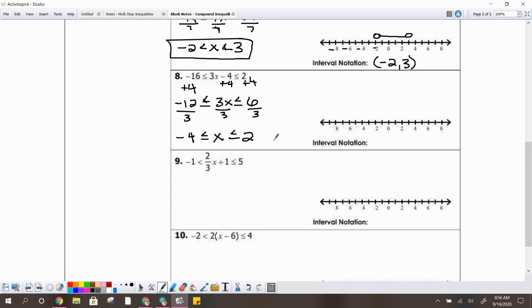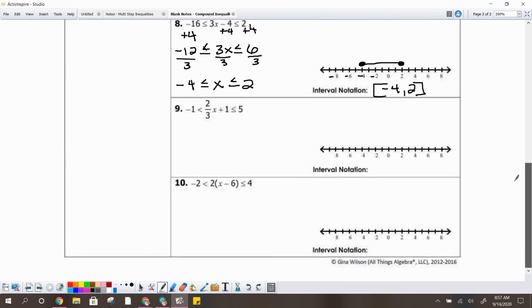I'm going to go ahead and graph this. So on my -4, I'm going to have a closed circle because of the symbol. On my 2, I'm going to have a closed circle. And then we draw a line to connect them. Then my interval notation is -4, comma 2. And then it's bracket and bracket because they are both closed circles.